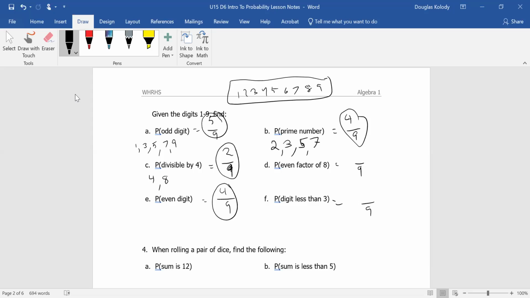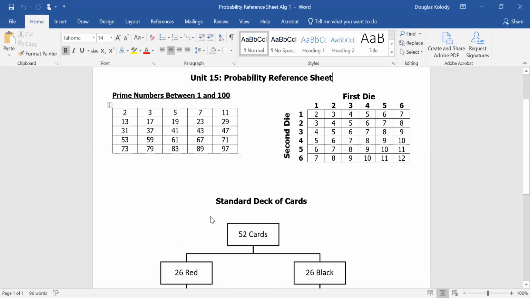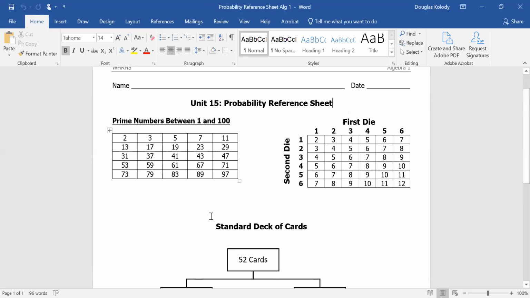Also, I'm going to share this with you right now. It'll be on today's assignment. Here's all the prime numbers between 1 and 100 that you can use. You may use this reference sheet at your disposal. Okay, so let's get back to the lesson.